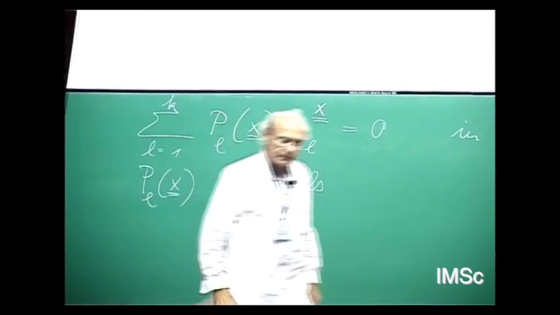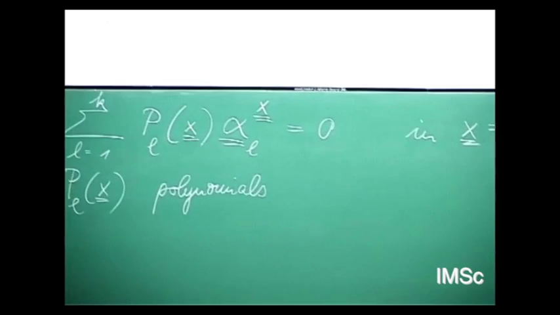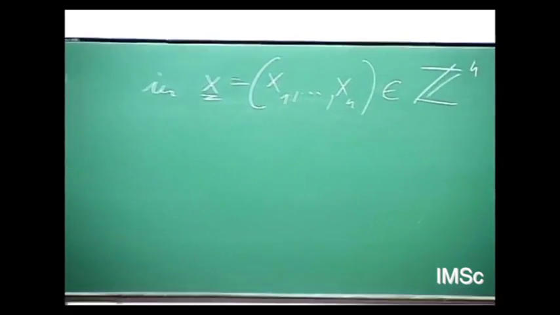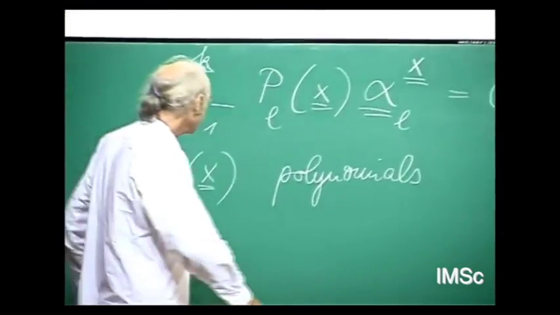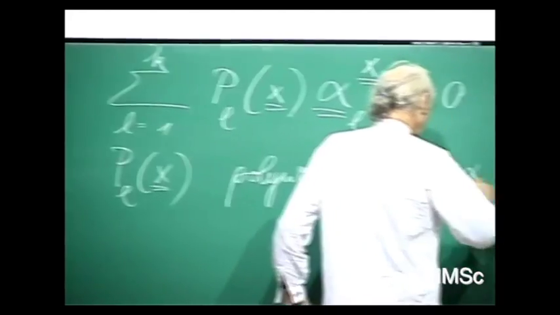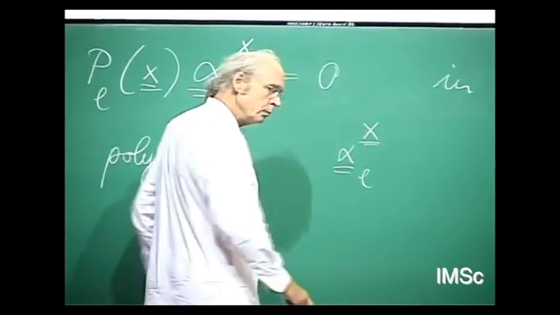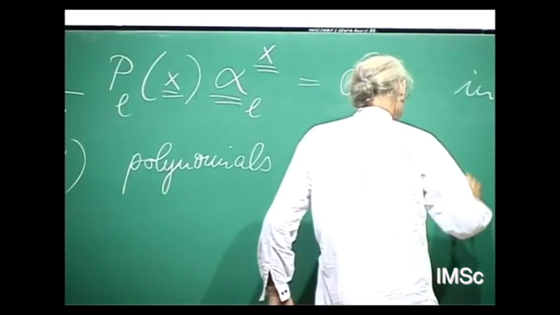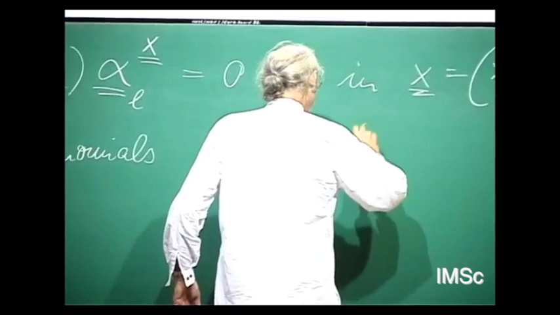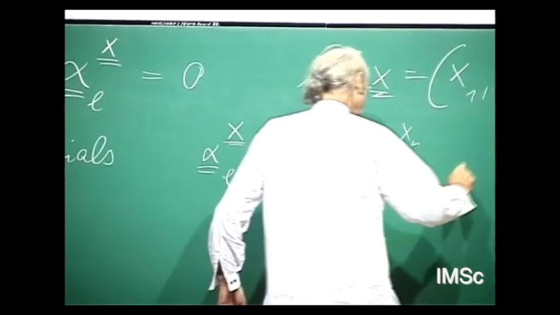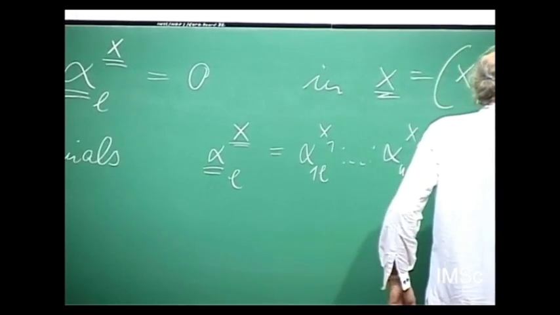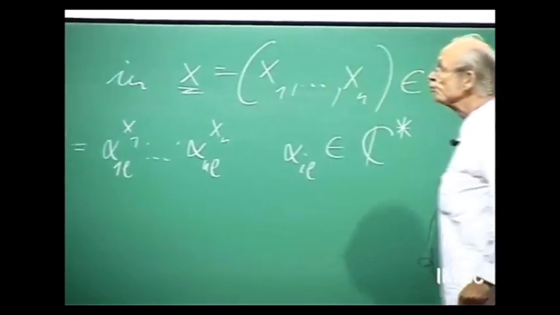By the way, we simply suppose that we are working within the complex numbers. Actually, technically, if one starts the whole business, one works better with algebraic numbers, but here we do not want to go into details of proofs. So the P_L(x) are polynomials, and alpha_L^x is equal to alpha_1L^x1 times ... times alpha_nL^xn, where the alpha_iL are non-zero complex numbers.